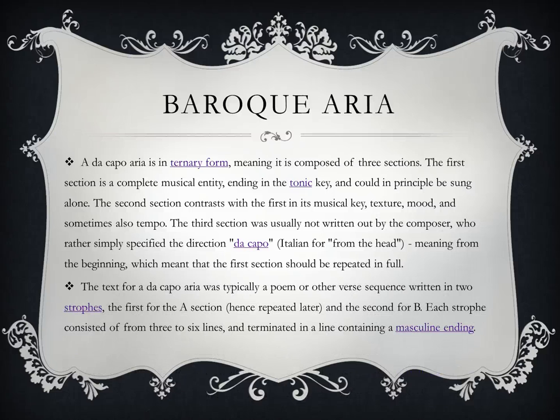The text for da capo aria was typically a poem or other verse sequence written in two strophes, which is the first section for A, which was repeated later, and the second for B. Each strophe consisted of 3 to 6 lines and terminated in a line containing a masculine ending. In other words, a very fancy, strong ending.